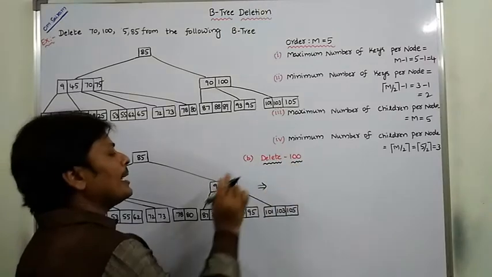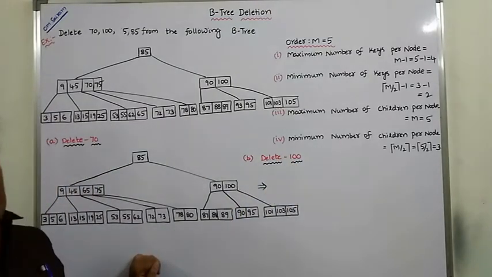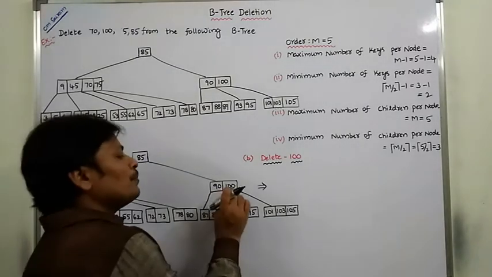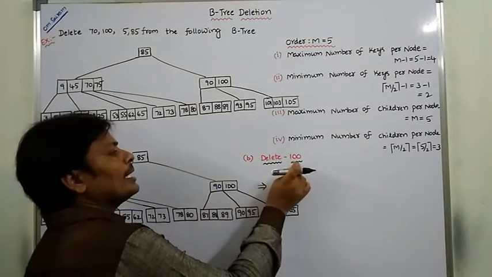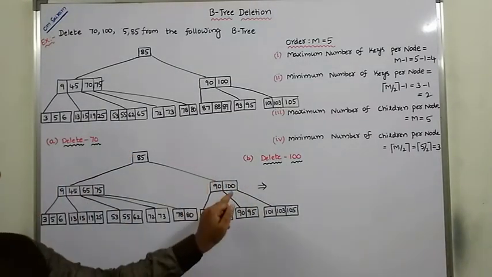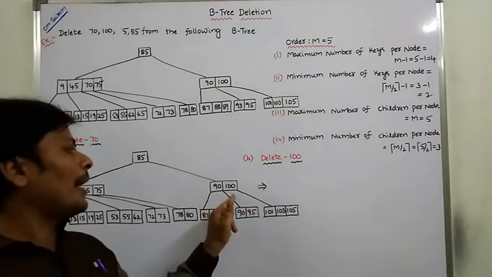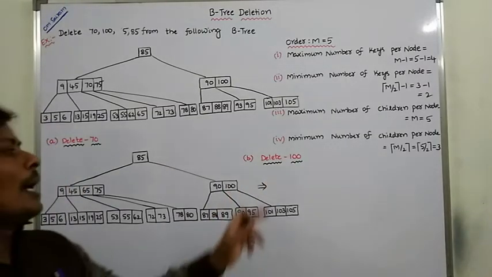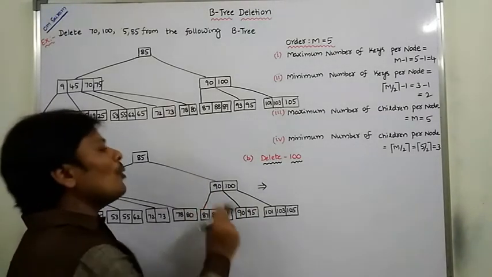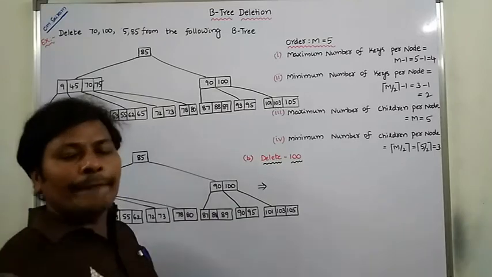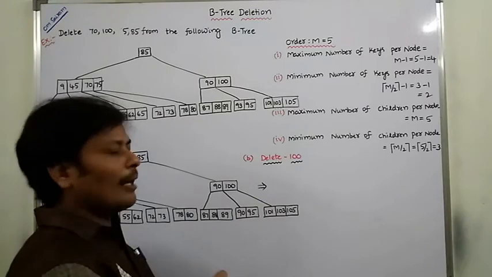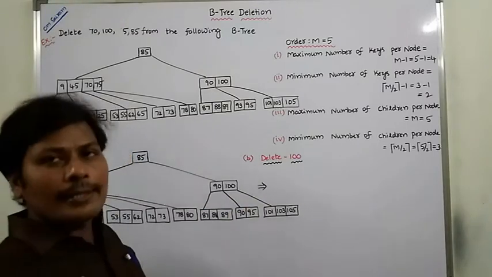First 100 is compared with the key element 90. 100 is greater than 90, so go to the right. Now target key element 100 is compared with the key element in this node, 100. Both are equal. Our target key element is found at this node. Now check whether this node is a leaf node or an internal node. Yes, this is an internal node because it contains some number of children.